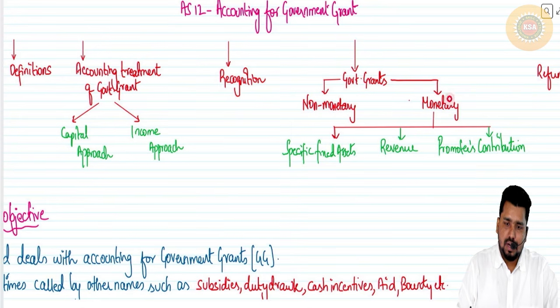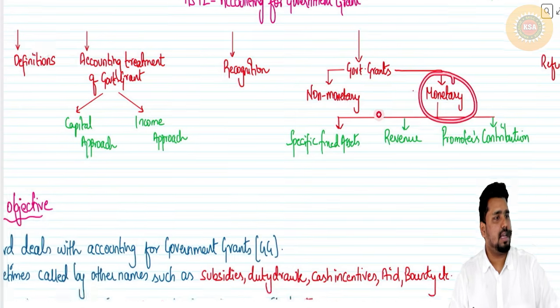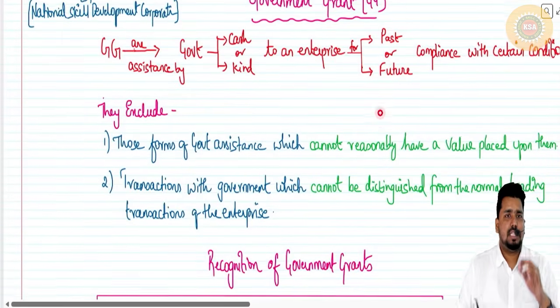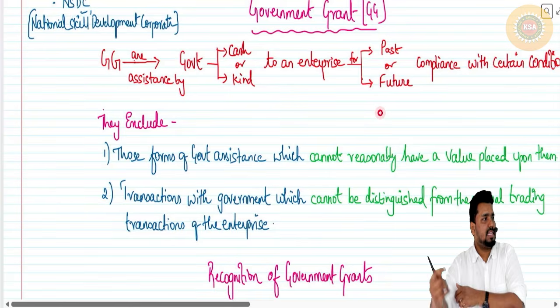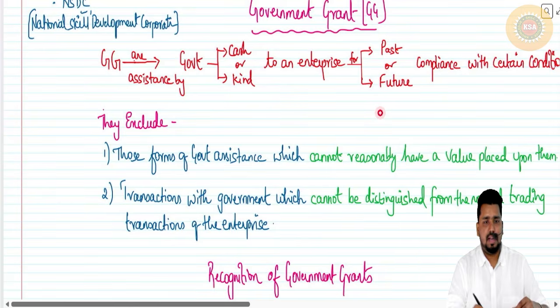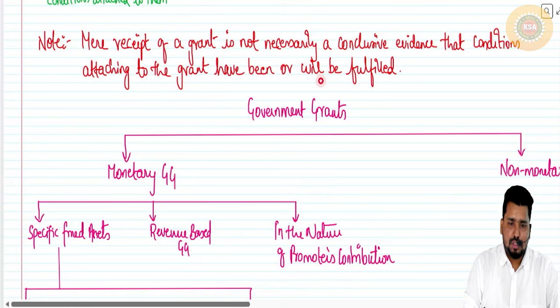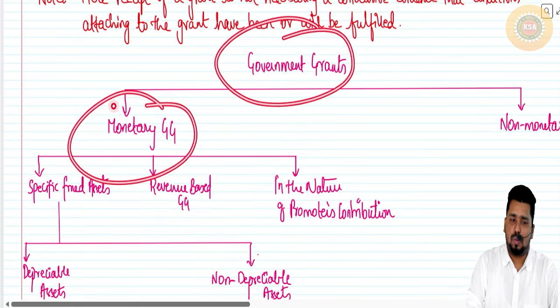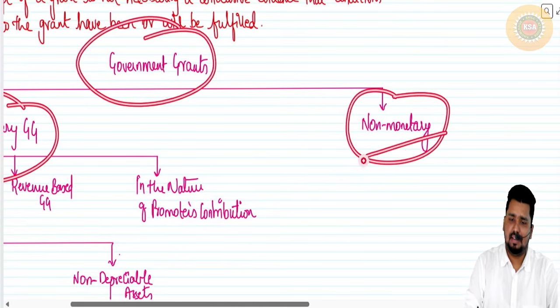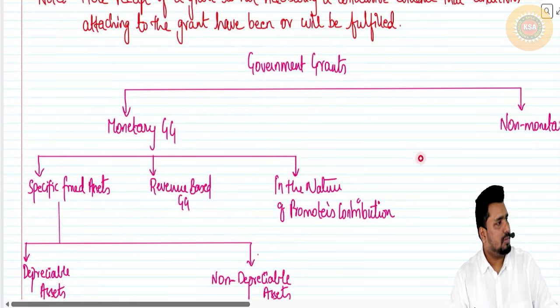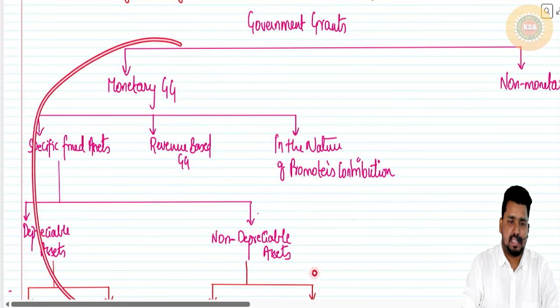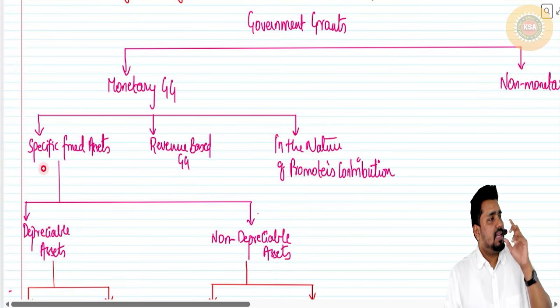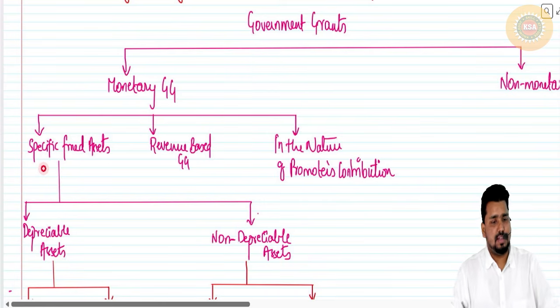Point number one. First we will go with monetary grants. I want everyone to focus. As I said, when it comes to government grants, there are two: one is monetary, the other is non-monetary. We will go to non-monetary a little later. The hero of the entire standard is monetary government grants and refunds. Ready? We will get 200% clarity now.